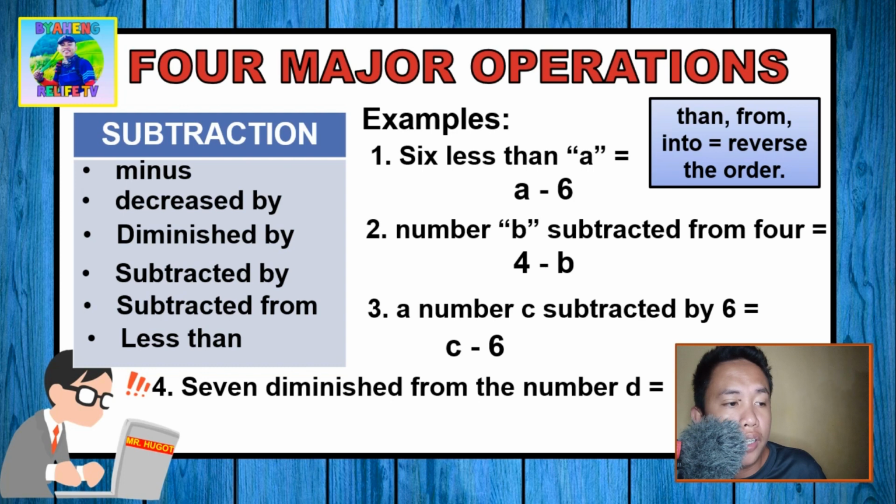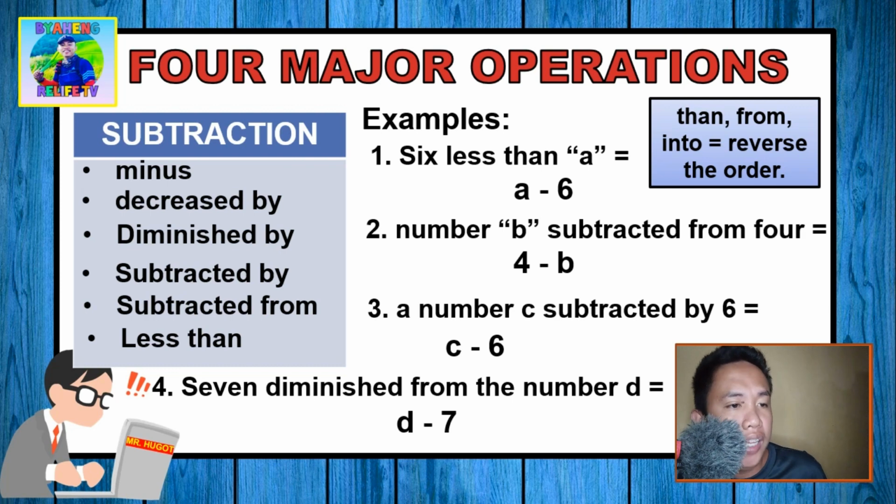And for number 4, diminish from, the word is from. Siyempre, mauna diyan guys yung D minus 7. So, siyempre, D muna bago yung 7. Yung 7 ang ibabawas mo sa D. Okay? Hindi yung D ang ibabawas mo sa 7.